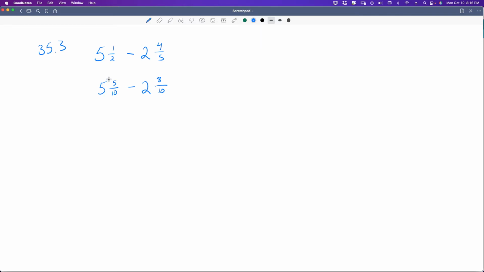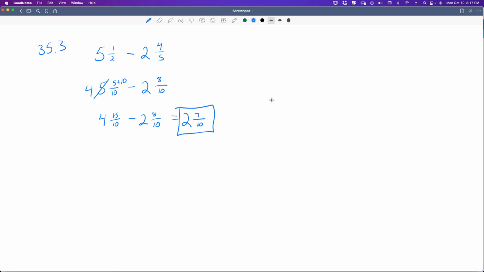So what we need to do is borrow again. So we're going to borrow 10, and the reason we know it's 10 is because that is the number of pieces a whole number has to be in order to move it over here. If we have 10 pieces, we move it over here and make it a whole number, right? So this becomes 4 because we took 1 away from here and put it back in the numerator. So now we have 4 and 15 over 10 minus 2 and 8 over 10. Now we can subtract. 4 minus 2 is 2, and 15 minus 8 is 7, and that is over 10, and that would be your answer.